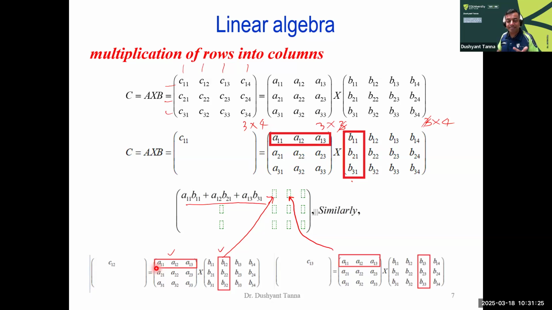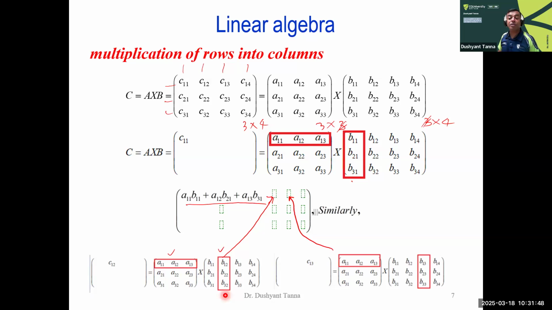C12. The suffixes indicate you are multiplying the first row with the second column. So first row of A, second column of B. Now hide everything else. It's only first row and second column: A11, B12, A12, B22, A13, B32.